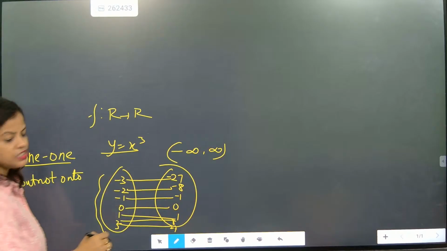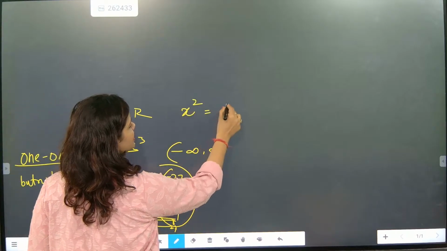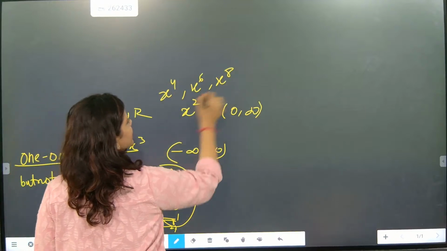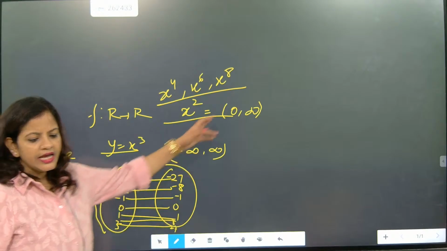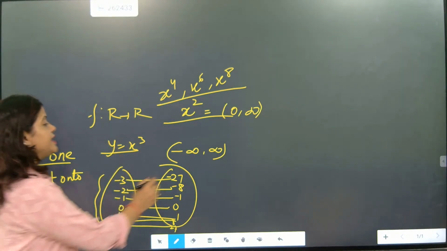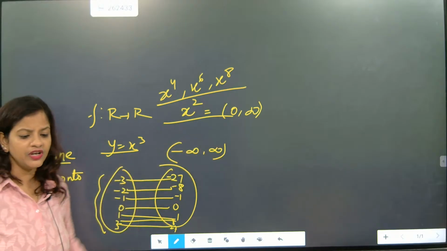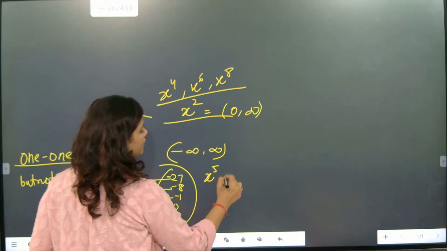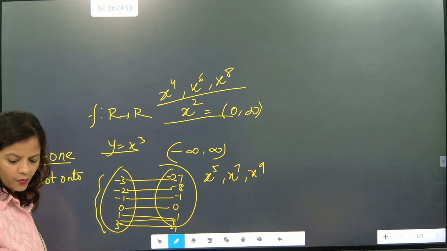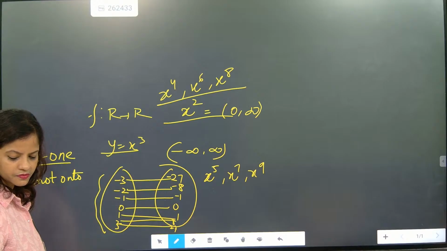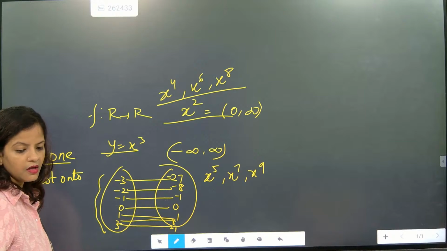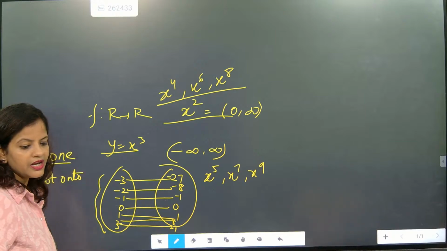For x square, range will be, yes, absolutely correct, 0 to infinity. For x square, x4, x6, x8, whatever even number degrees there are, the range will be 0 to infinity. Whatever odd number degrees there are, the range will be -infinity to +infinity. So x5, x7, x9, all ranges will be exactly that. Understood? I hope till here, children, it is clear?